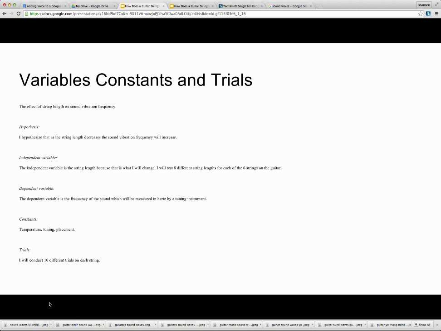Now we're on to variables, constants, and trials. So obviously I've already stated my hypothesis, but my independent variable is string length because that is what I was going to be changing by figuring the different positions. The dependent variable is obviously the frequency of the sound because that's what I'm trying to see how that relates to the independent variable. My constants are going to be the temperature, the tuning, and the placement of the guitar. And I will conduct 10 different trials for each and every string. It's quite tiresome.